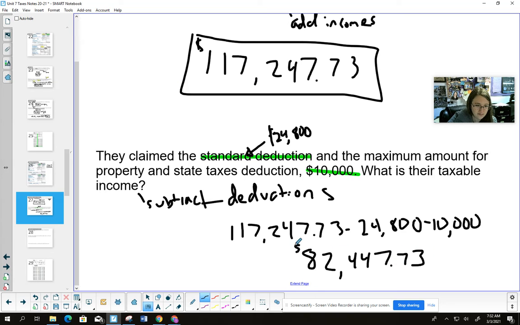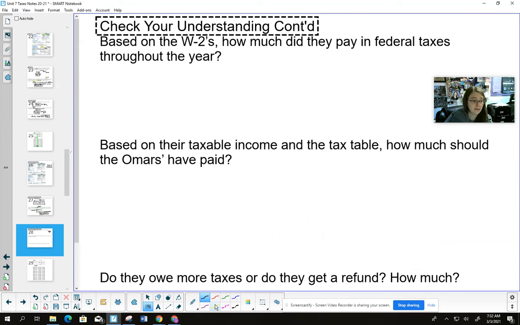82,447.73. So here is their taxable income. We're going to come back to that in a bit. So read what it says to reference here. Based on the W-2s, how much did they pay in federal taxes throughout the year?